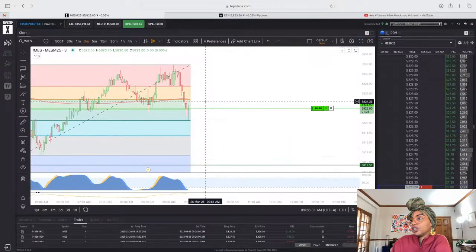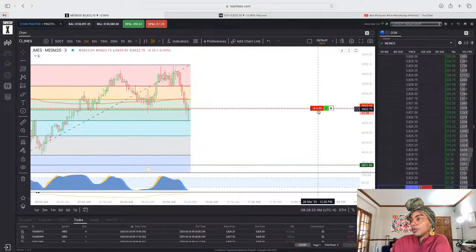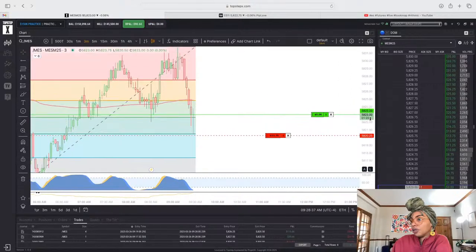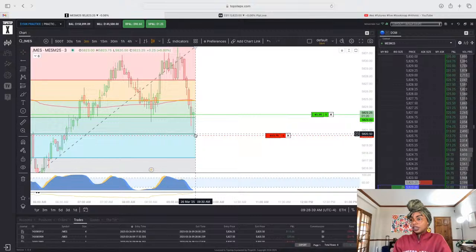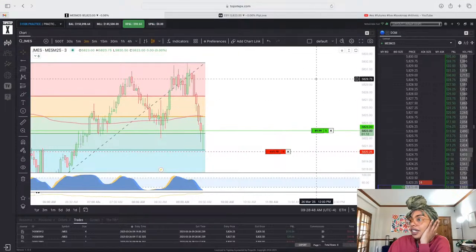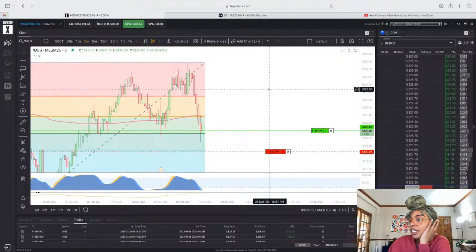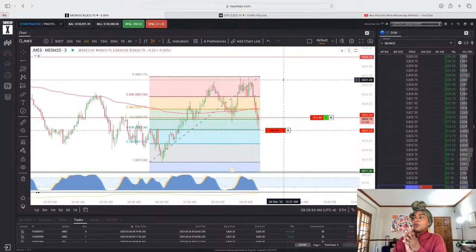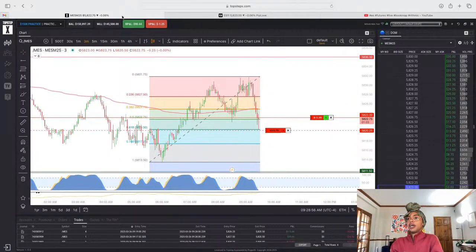Just one contract. Remember, I don't want to risk too much. If price goes below this wick, then I want to be out. Because again, New York Open is happening in a couple minutes, 2 minutes. Really don't want to be in the market at all during this time. So I want to be very safe while I am doing that.